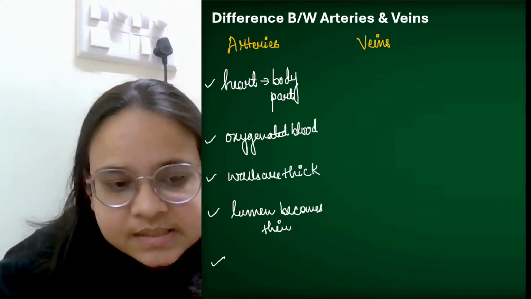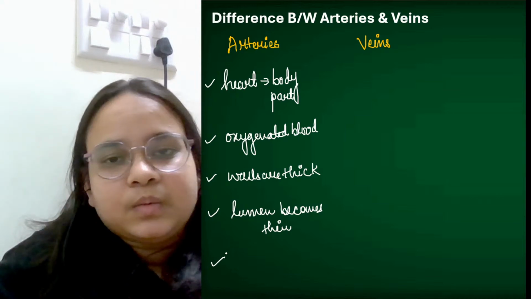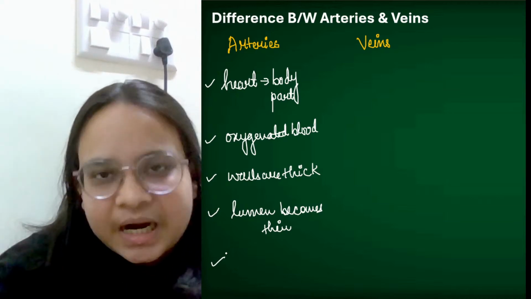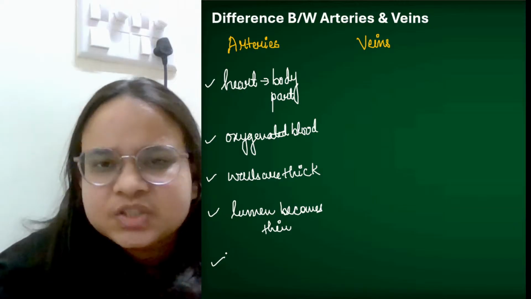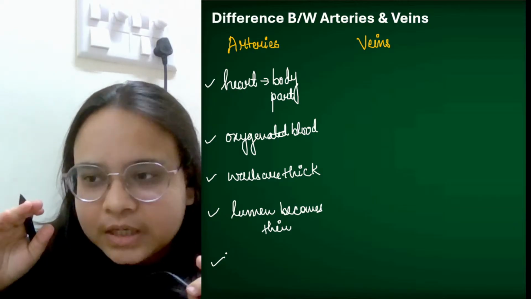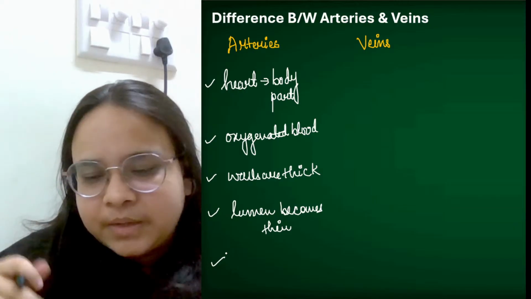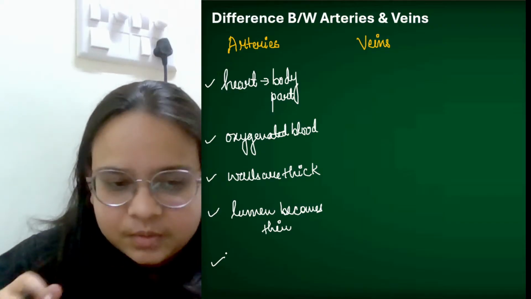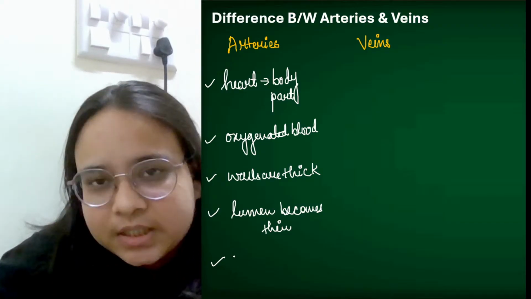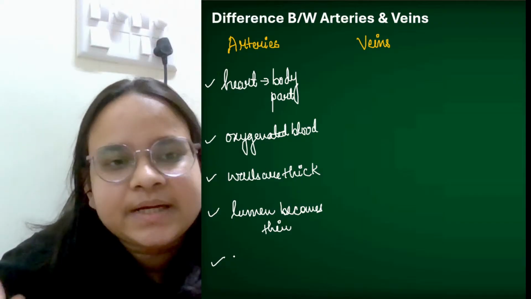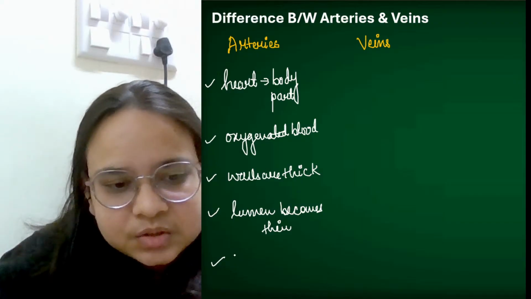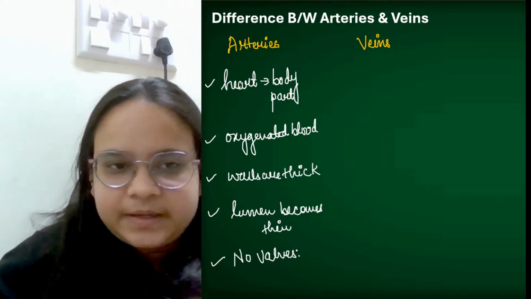Next, since the blood which flows through the arteries is at high pressure, there is less tendency for such high pressure blood to revert back again. So we cannot observe any valves inside an artery. No valves are present.